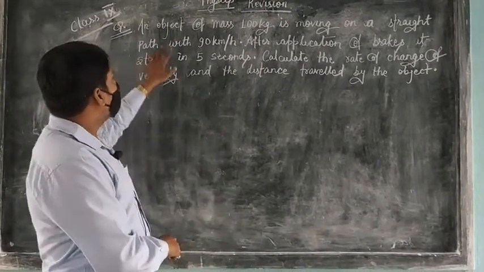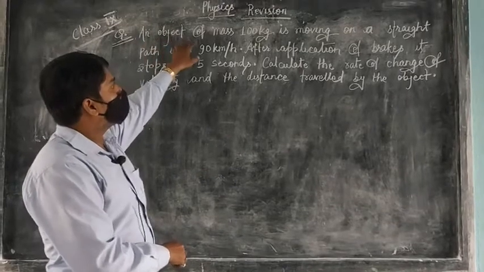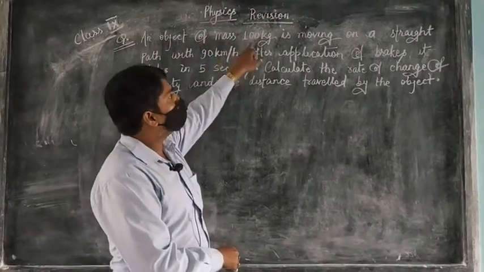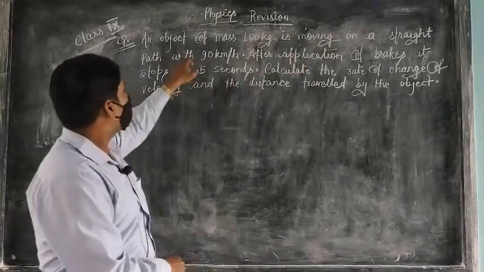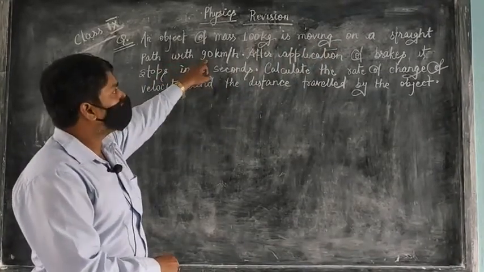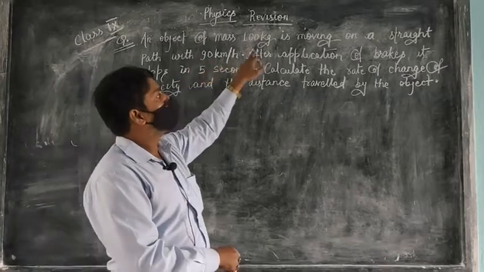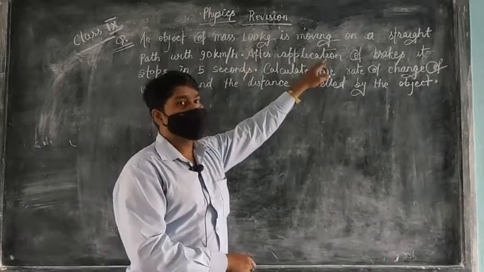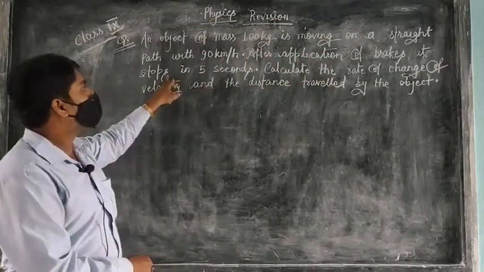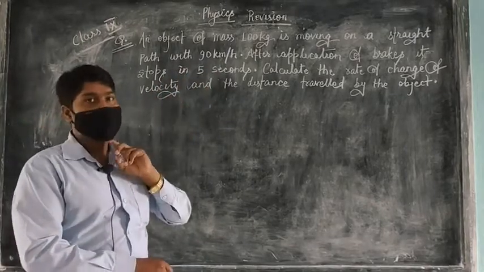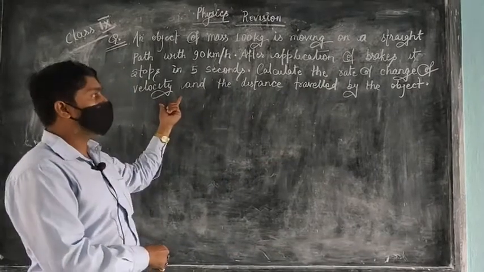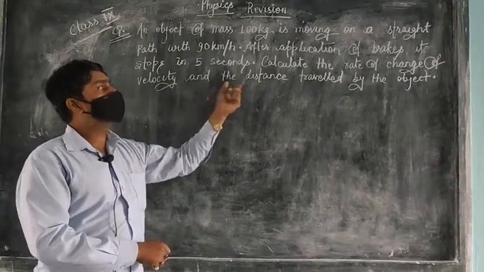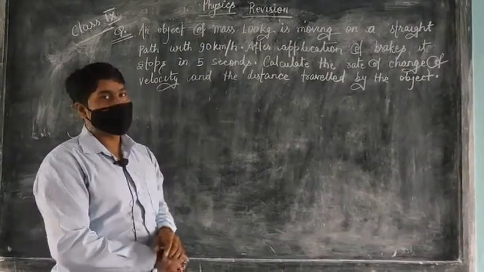The question is, an object of mass 100 kg is moving on a straight path with 90 km per hour. After application of brakes, it stops in 5 seconds. Calculate the rate of change of velocity and the distance traveled by the object.